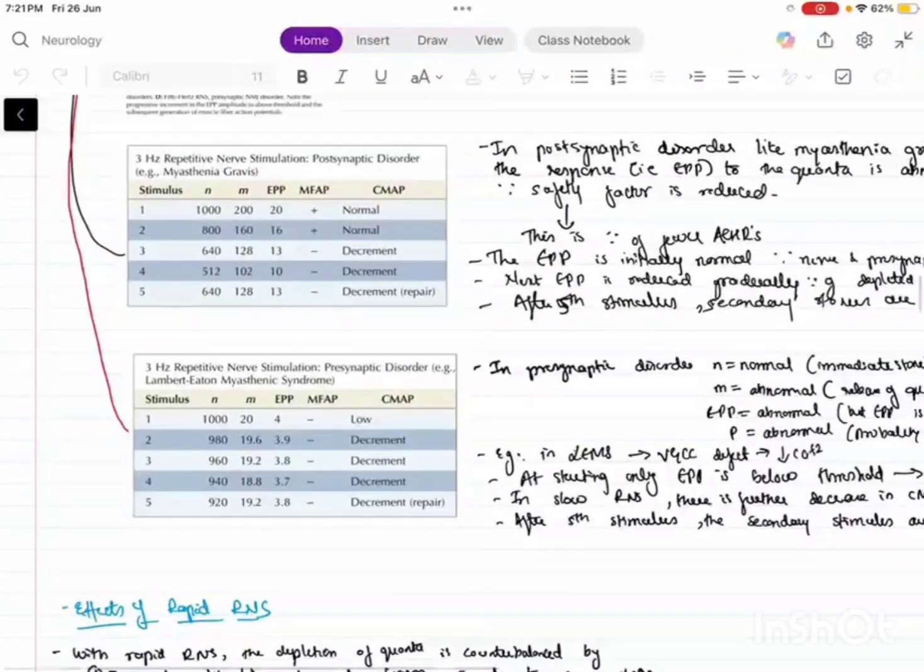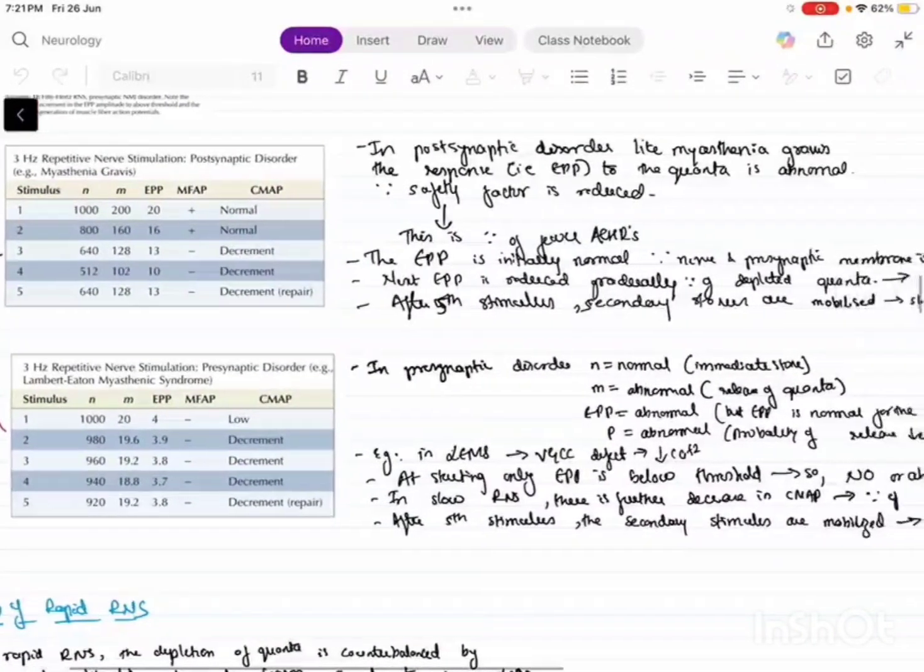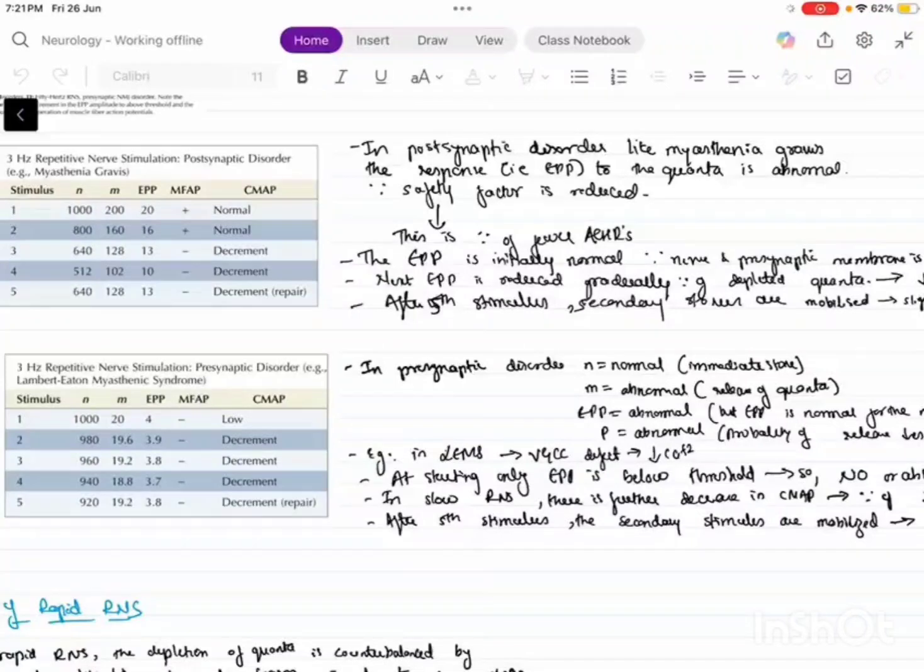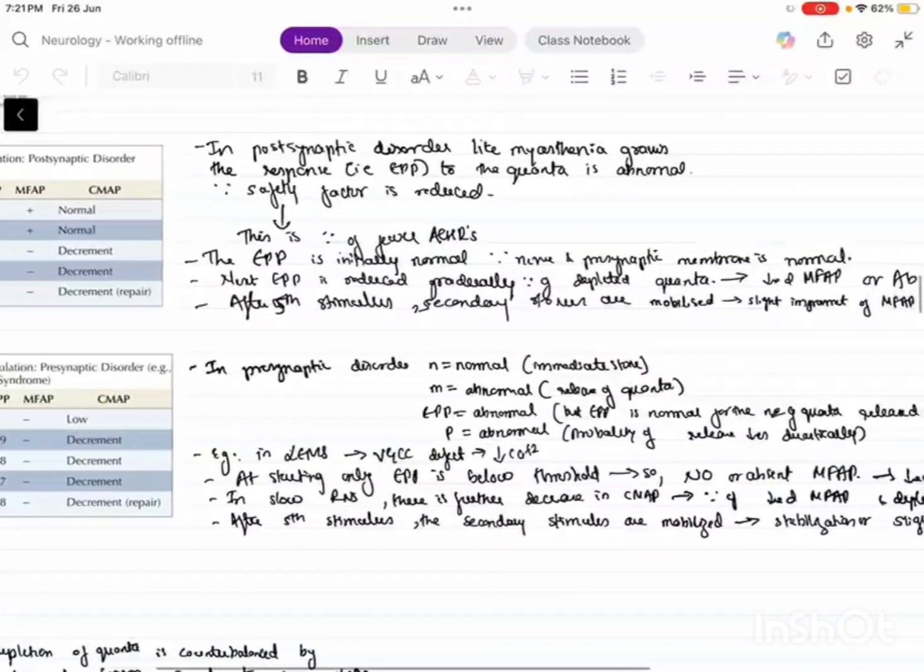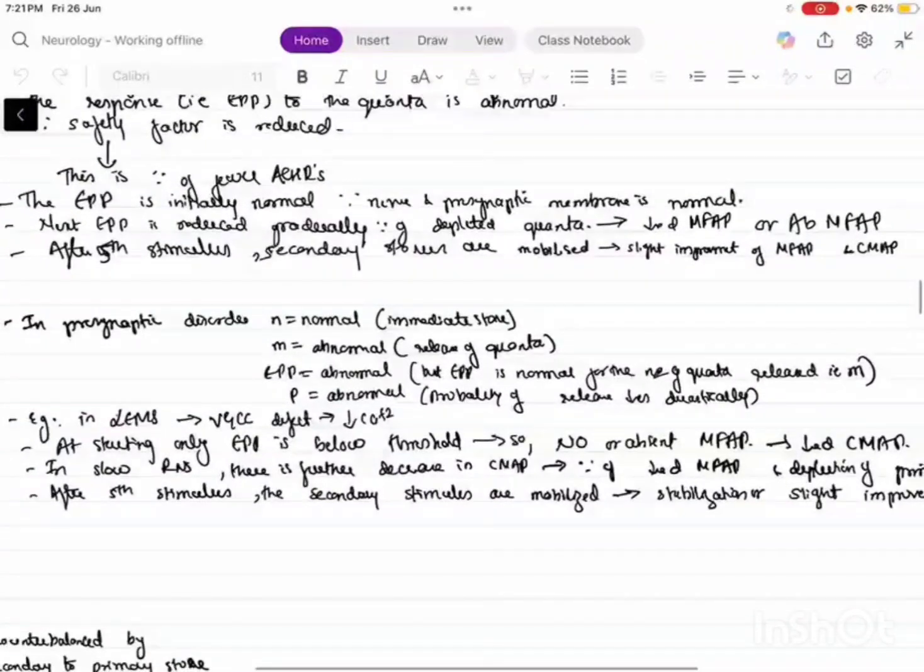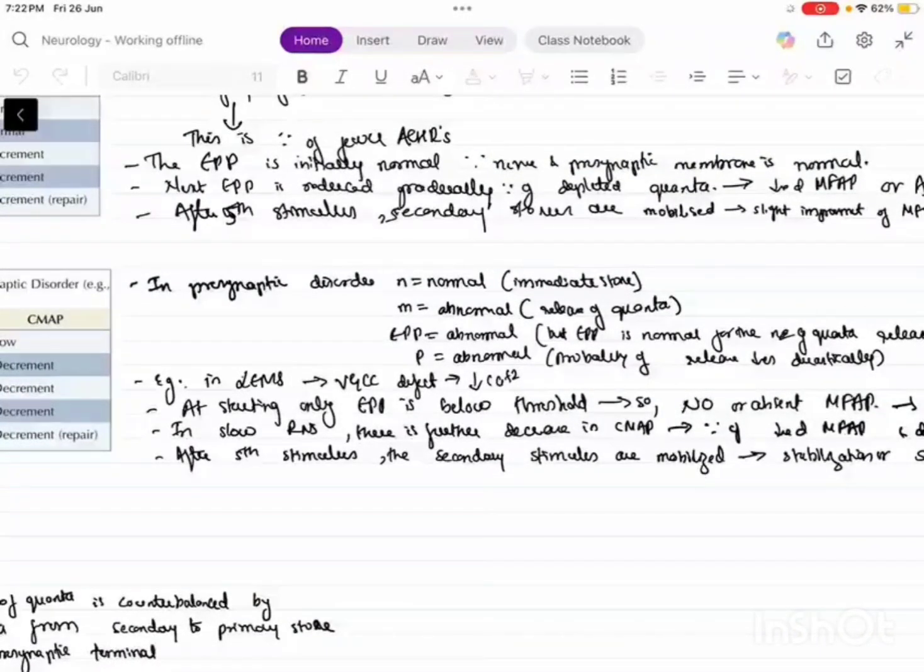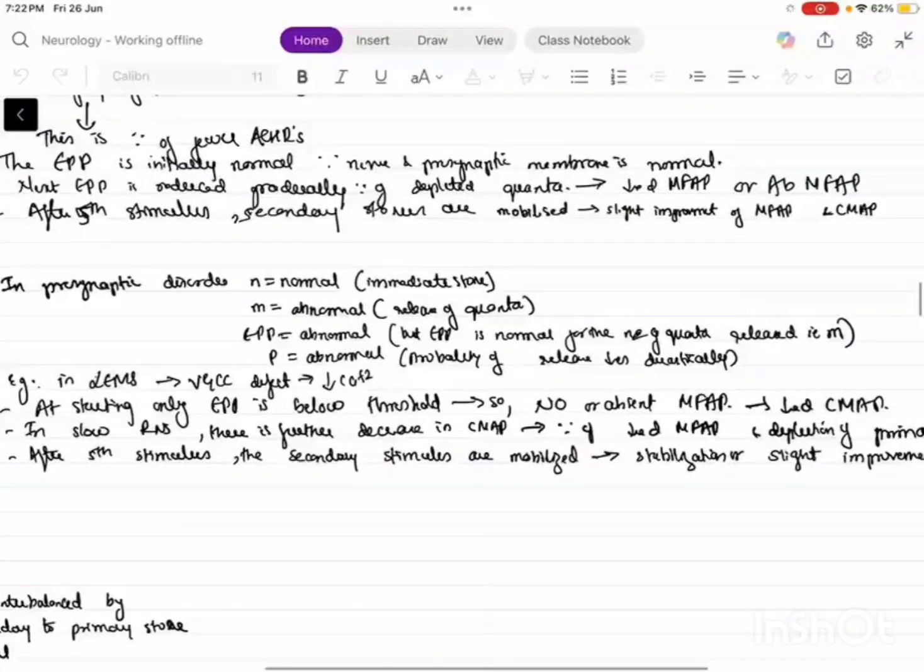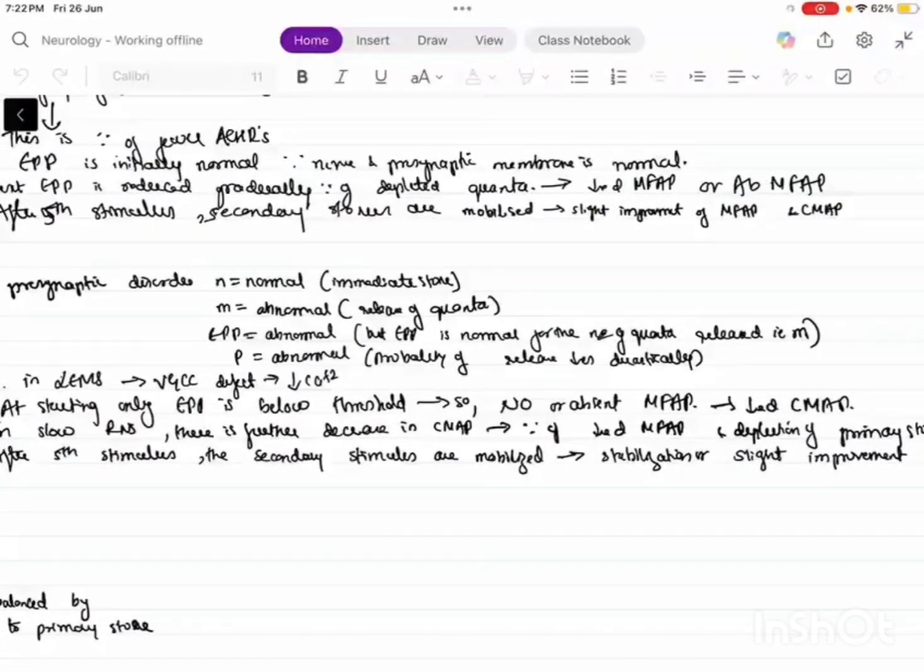Then coming to the presynaptic disorder like Lambert-Eaton syndrome. In presynaptic disorder, what happens? N is normal, M is abnormal, the release of quanta is abnormal, and the end plate potential is normal for the number of quanta released, that is M. P is abnormal, the probability of release decreases drastically. For example, in Lambert-Eaton syndrome there is a VGCC defect and decreased calcium. From the start, the EPP is below the threshold, so there is no or absent MFAP, and decreased CMAP is seen.